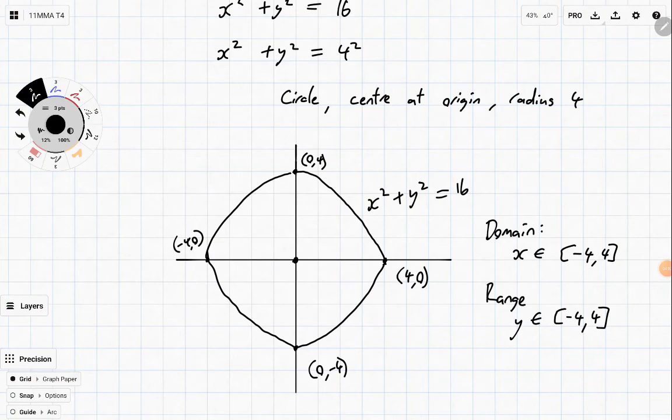Now, we could obviously algebraically solve for the x-intercepts and y-intercepts, but as you can see in this case, it's quite straightforward to just visually see. Well, if we step 4 to the right because it's got a radius of 4, we can work out those points manually.